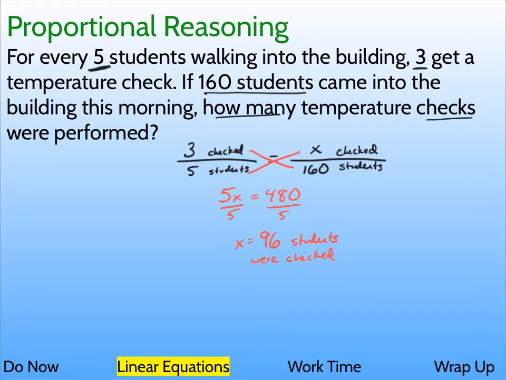Now, one thing that's super important is to make sure your answer actually makes sense in context. You see how a little over half of the students got checked, because half would be 2.5 out of 5, so it's just a little bit more. If you take half of 160 students, you get 80, and 96 is a little bit more than half. So this answer makes a lot of sense for what we're talking about.